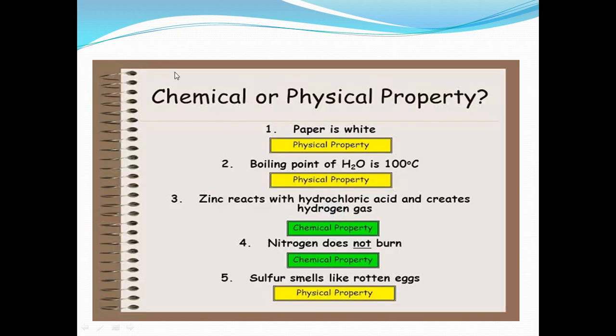Let's take another example. Chemical or physical? You will answer. Paper is white. Is it chemical or physical property? Yes, excellent, physical property. Boiling, we said before, boiling is physical. Okay, react, when you see this word, react, directly this is a chemical property. Okay, nitrogen, yes, doesn't burn. Burning, this is yes, chemical property. Sulfur smelling, this is a physical property. Thanks, grade 8.